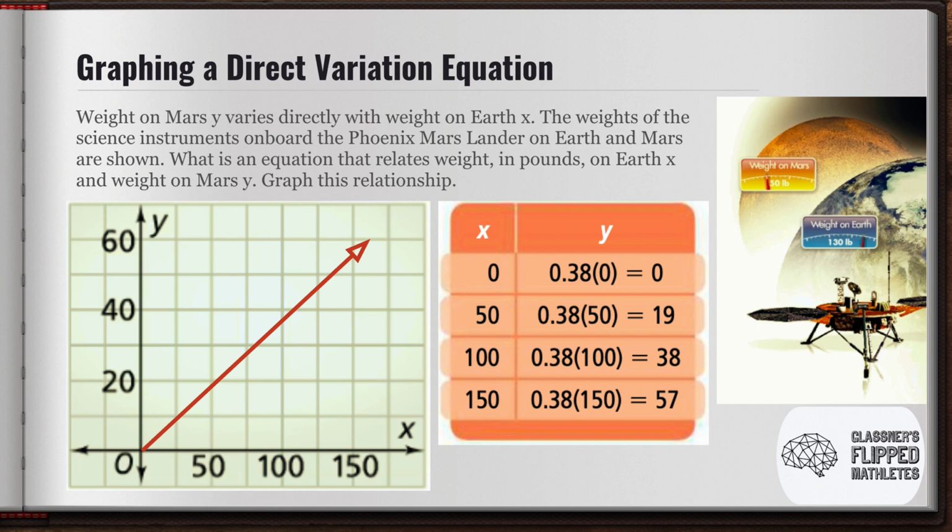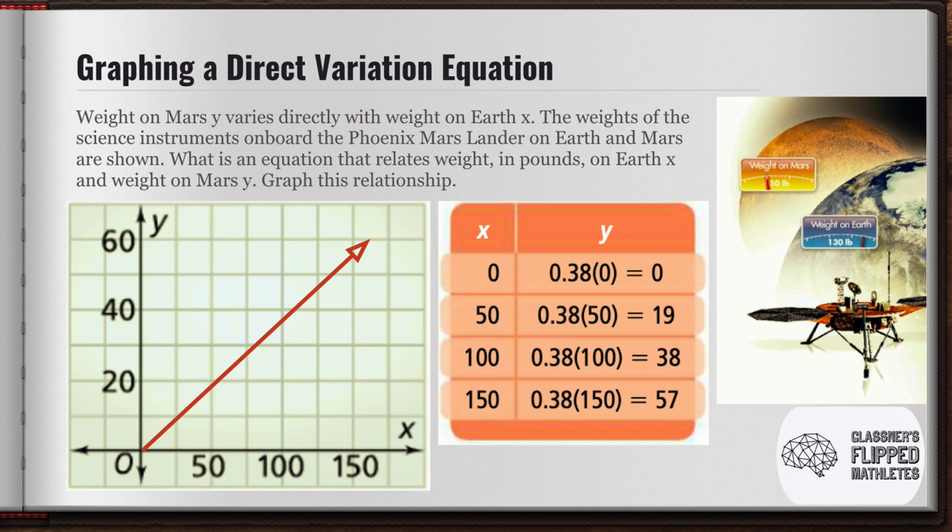And so you can very clearly see some key characteristics which are important. So number one, the weight of something that weighs 0 pounds on Earth is also going to weigh 0 pounds on Mars. All direct variation equations go through the point (0, 0).